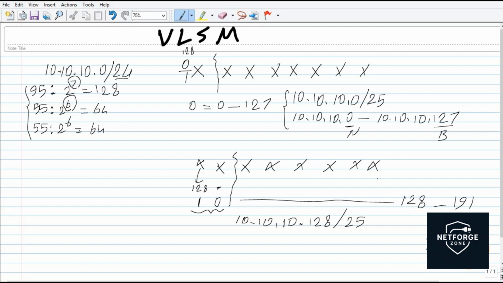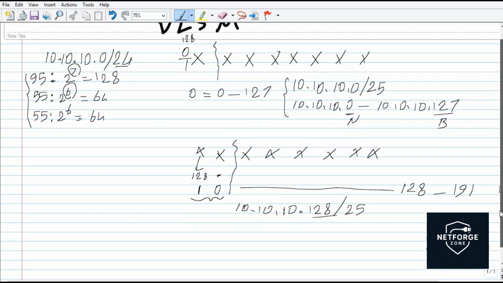The starting IP address is going to be 128. The ending IP address is going to be 191. And of course, 128 is my network ID, 191 is my broadcast ID. And the useful part of these IP addresses is 129 to 190. And the third one is quite similar to this.